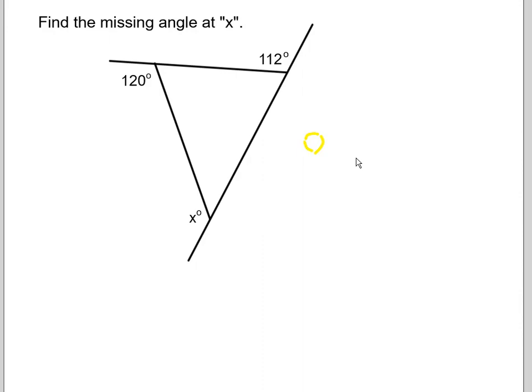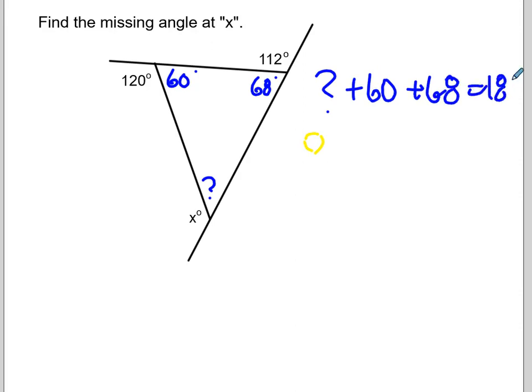Let's also do it with triangles. It's probably the more regular way. So if we looked at this top 112, we would find the supplementary angle there to be 68. The supplementary angle here would be 60. Those two pieces, let's call a question mark in here. So we would have question mark plus 60 plus 68 equals 180. So question mark should be 52, I think. Just do a quick double check.